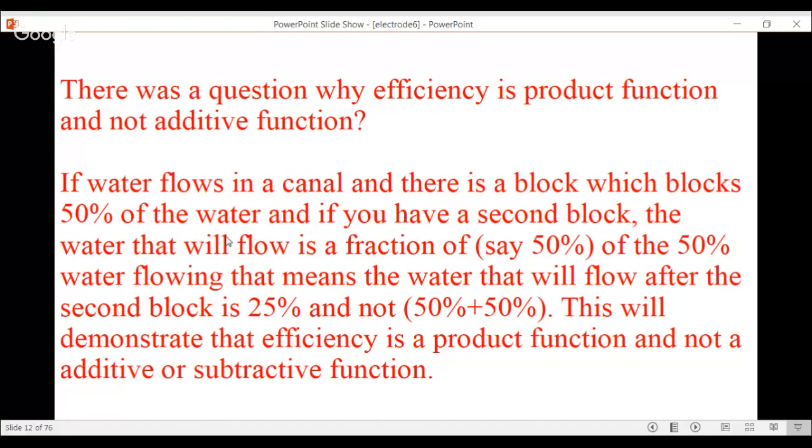So therefore, at the end of the second block, the amount of water that will be flowing will be 25% of the total water that is present, because 50% of the water is contained in the first block. Then 50% of the water coming to the second block is contained in the second block. Therefore, the total water that will be available after the second block is 0.5 into 0.5. This will demonstrate the efficiency is a product function, not an additive or a subtractive function.